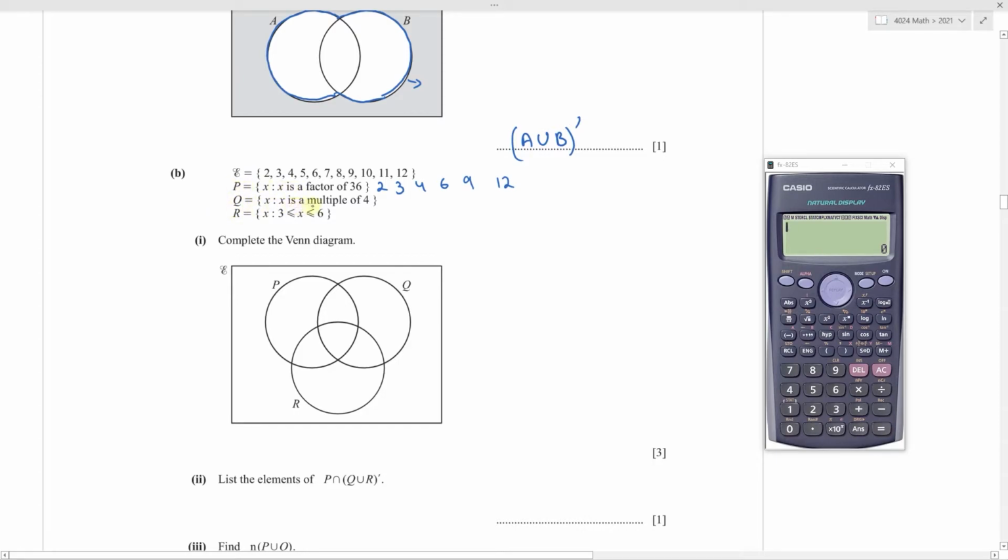Q is a set of numbers which are multiples of 4. So multiples of 4 will be 4, 8, and then 12.